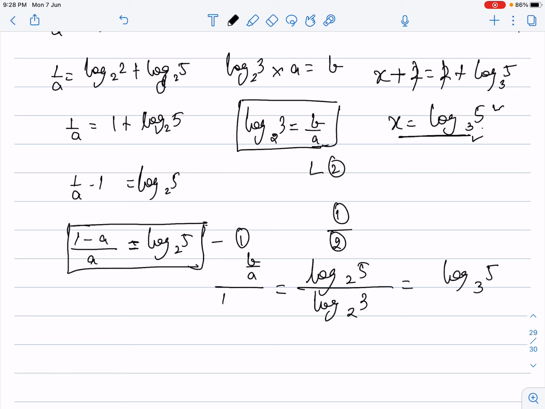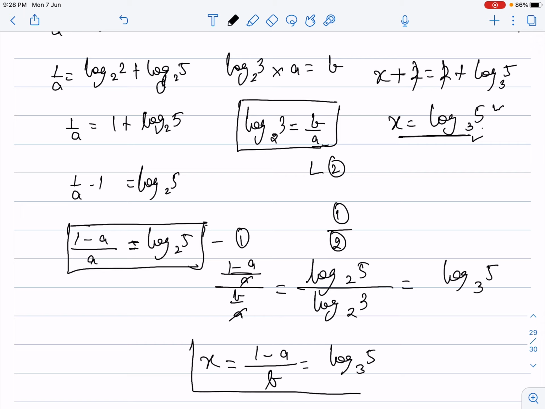So a will get cancelled with a. So 1 minus a divided by b will be the value of log of 5 base 3. And guys, that is only the value of x we have. So what will be the final answer for this question? 1 minus a divided by b will be the final answer for this question.